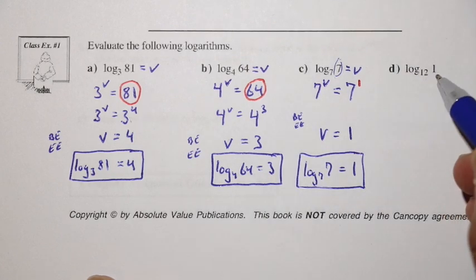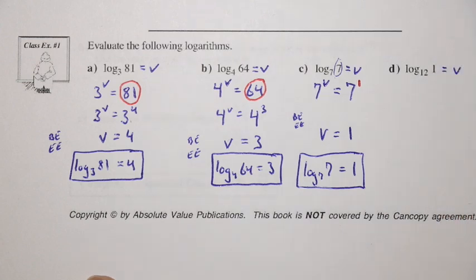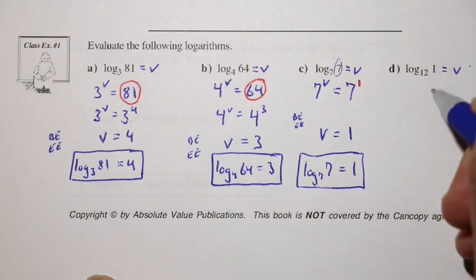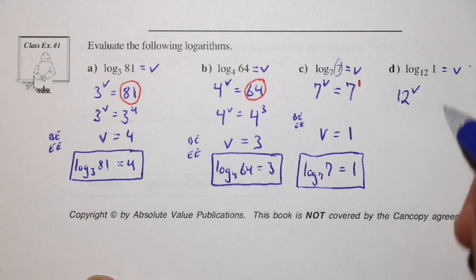In part D, we have log base 12 of 1, and we want to evaluate that. So we're going to say some unknown value v. Here we're going to change to exponential form: 12 to that exponent v is equal to the value 1.